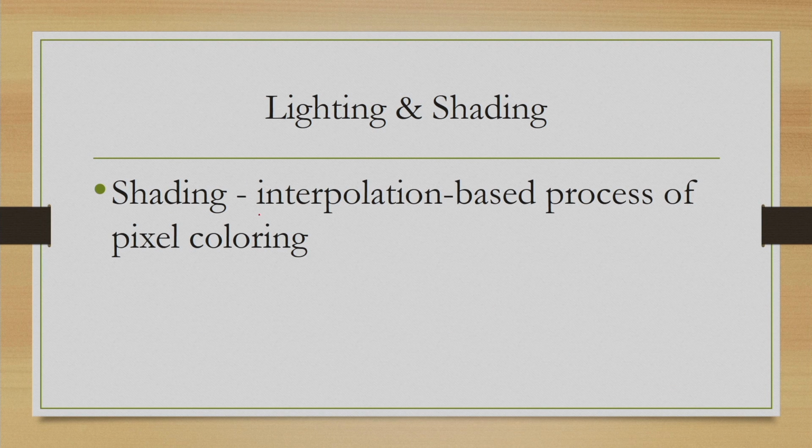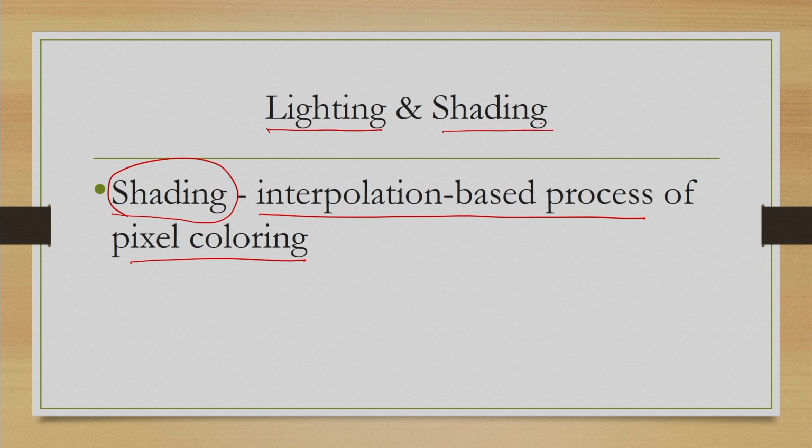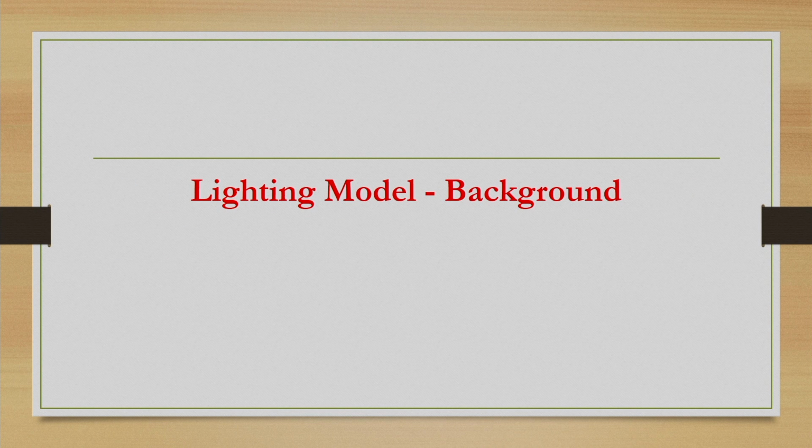Now, this interpolation based process of pixel coloring is generally referred to as shading in computer graphics. So, we have lighting and we have shading. So, we will distinguish between these two, although technically they are the same, but in the context of our discussion of the third stage, we will distinguish between the two. Lighting refers to application of a lighting model to compute color, and shading refers to application of interpolation to compute color. And we will learn about shading models also in the subsequent lectures.